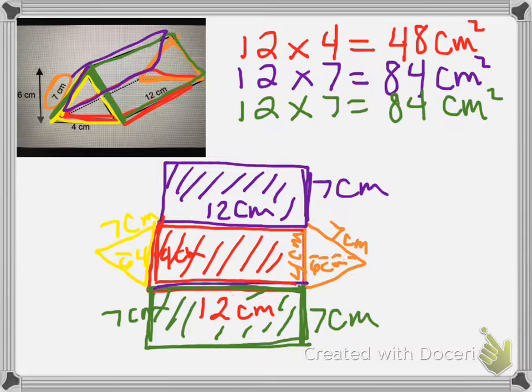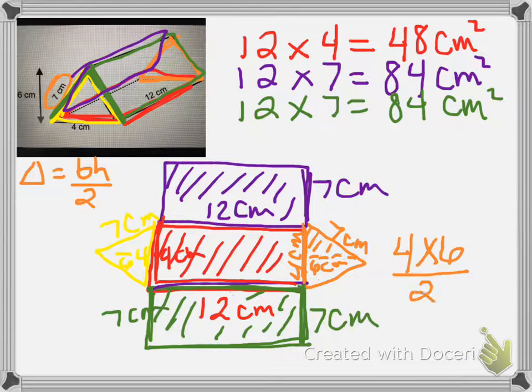Next let's do the orange triangle. Just as a reminder, a triangle's area is base times height divided by 2. So the base of this triangle is 4, and the height, this dotted line, is 6. So we need to figure out 4 times 6 and then divide that by 2. Okay, so that is going to be 12 centimeters squared.